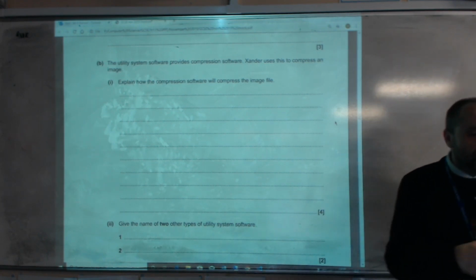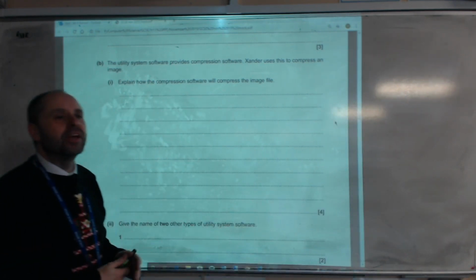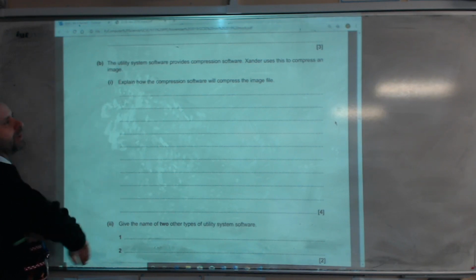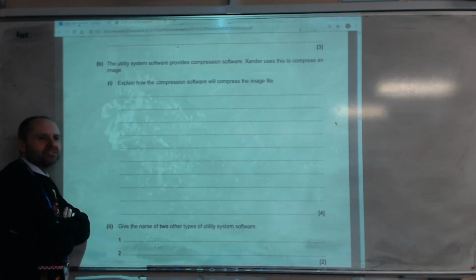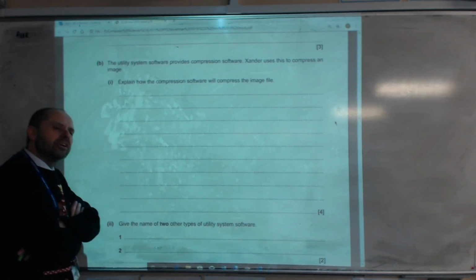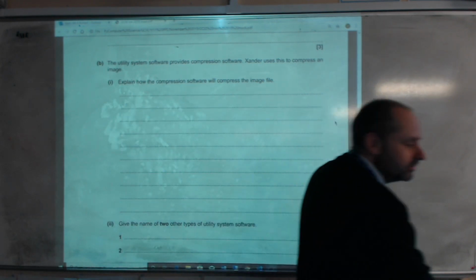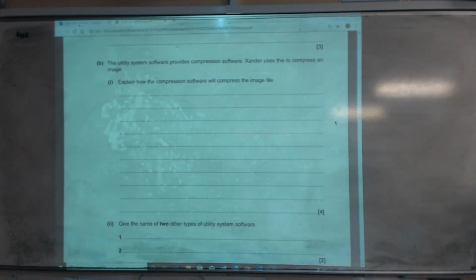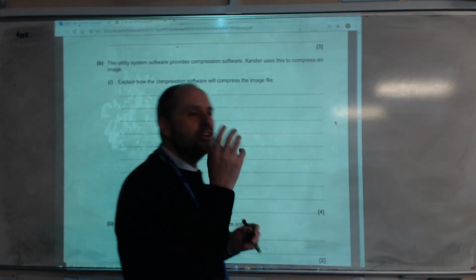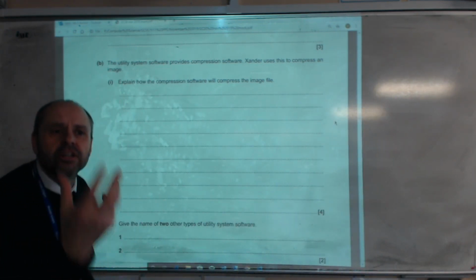A few people said the right things, but in order to explain how images work, you've got to talk about pixels, haven't you? You've got to explain that a picture is made up of pixels. And you've got to explain that each one of those pixels has got a colour. And each one of those colours is represented by some binary number, isn't it? And the number of bits is the colour depth.